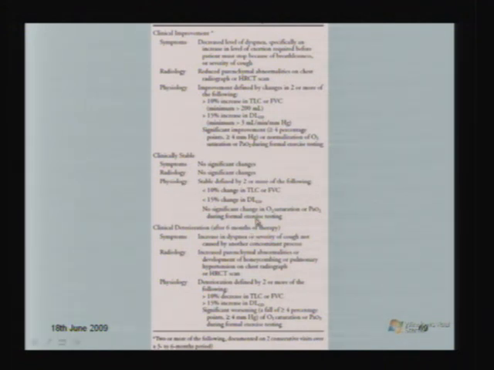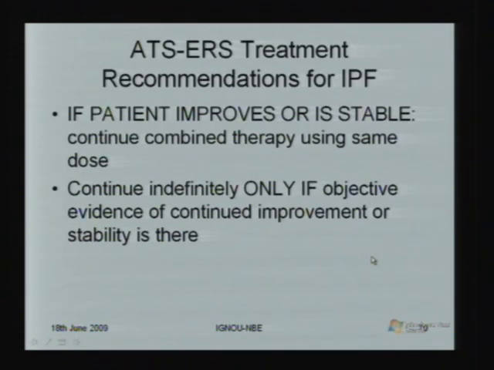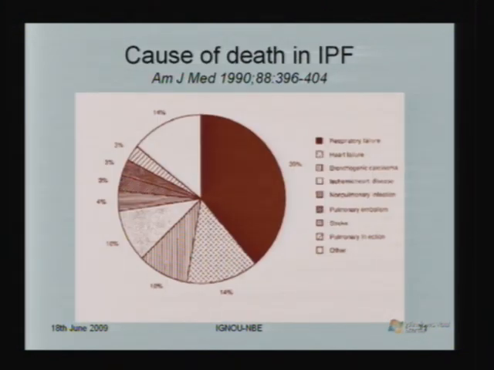Similarly, you have clinical stability and clinical deterioration. The guidelines have always been alluded to. Now, if the patient improves or is stable, continue the combined therapy using the same dose. Continue indefinitely only if there is objective evidence of continued improvement or stability, not otherwise. The usual causes of death in a patient with IPF include respiratory failure. The majority of patients die due to respiratory failure. The other causes include heart failure, bronchogenic carcinoma, ischemic heart disease, non-pulmonary infections, pulmonary embolism, strokes, and pulmonary infection and other causes.